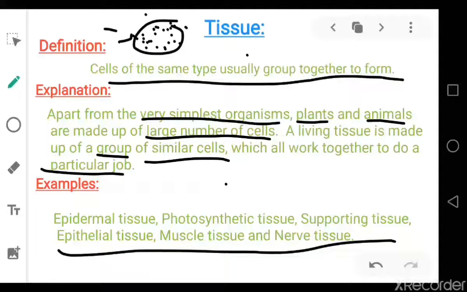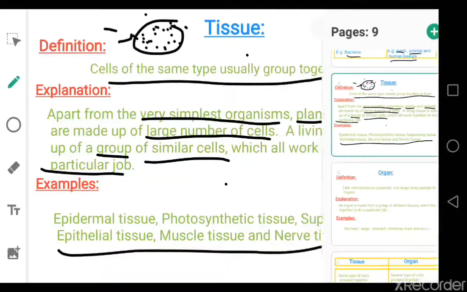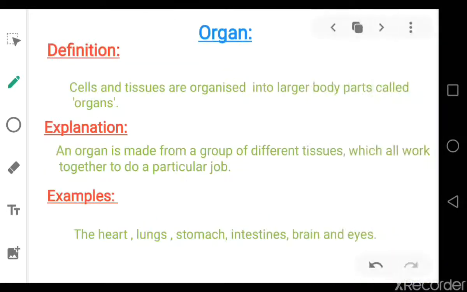Now students, moving towards our next slide, organ. Here I've given the terms of organ. The definition of organ is given over here as: cells and tissues organized into larger body parts are called organs. The meaning of organ is that first a group of cells forms into tissues, then a group of tissues forms into organs, and that makes an organ.